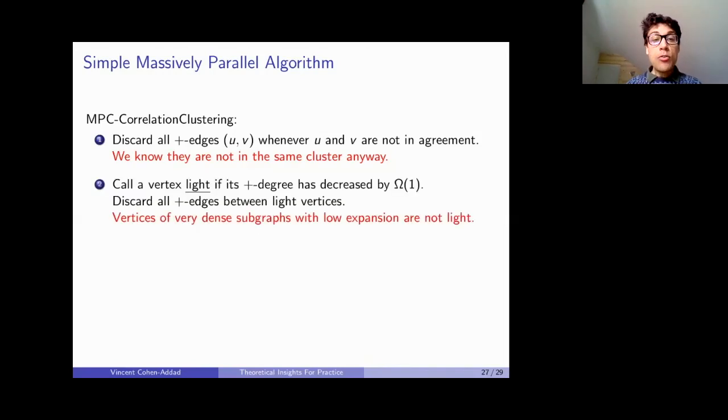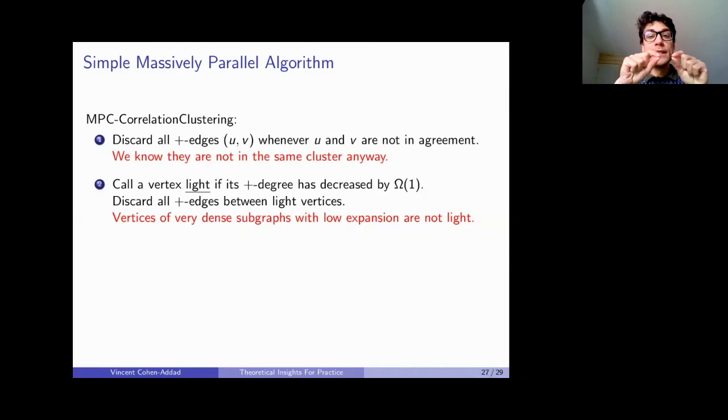Okay, now look at the resulting graph and say that a vertex is light if its plus degree has decreased by a constant factor. So if a vertex is not in agreement with many of its neighbors, then it is going to be light.